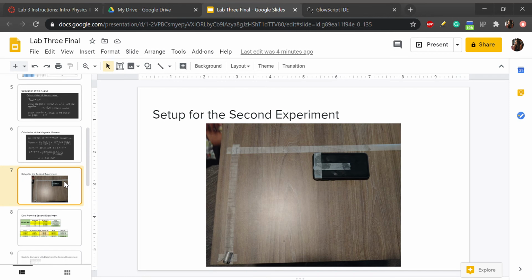And then the setup for the second experiment, this is an experiment that deals with off-axis magnetic fields. So the setup is just going to be placing the phone higher up and not on the axis of where the bar magnet is located. So you see the bar magnet down here and the phone is off axis over here. And the picture is actually taken from the side. So this would be the x-axis and this is the y-axis.